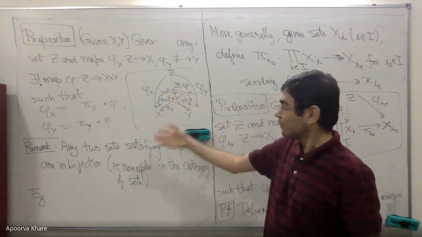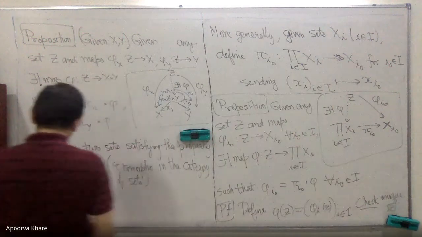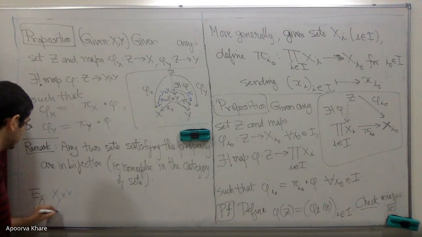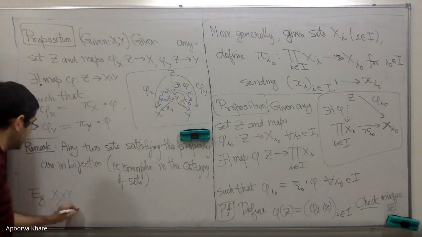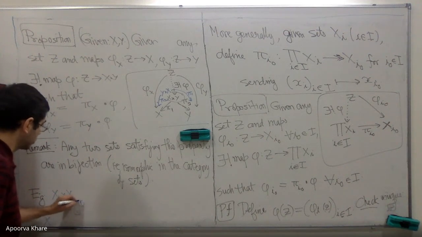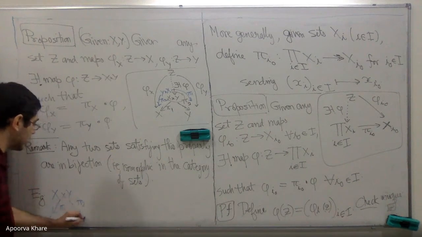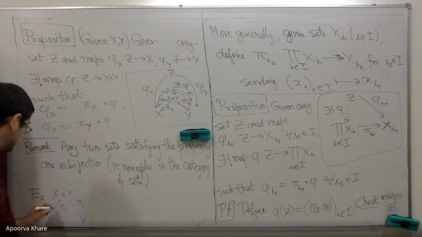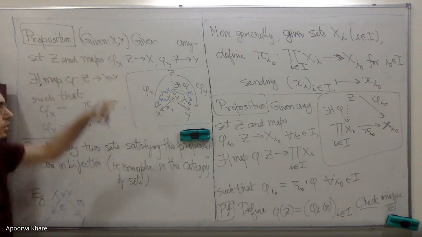And with that map, it indeed works. So, e.g., x cross y, with pi 1 and pi 2. So you don't just use the data of the object itself, the set, but also these projection maps. That is part of the data of a product. Okay?